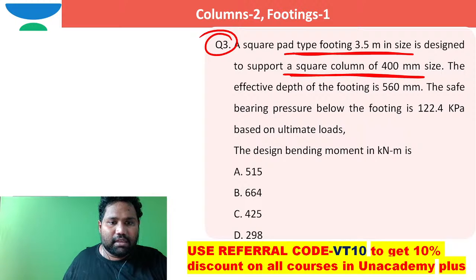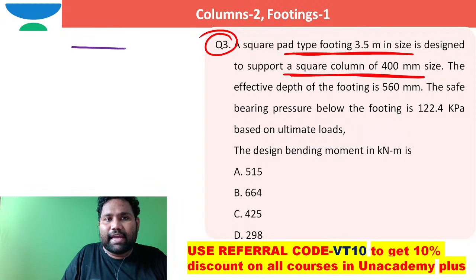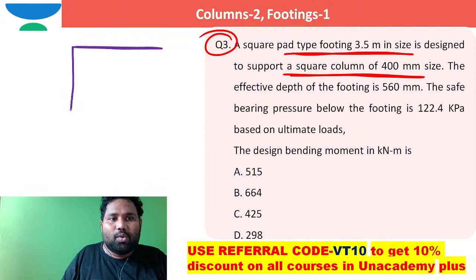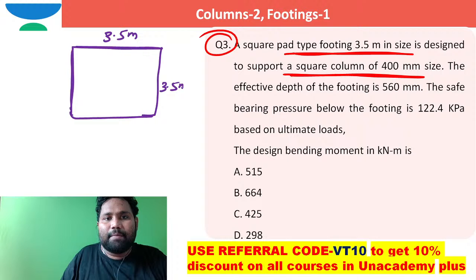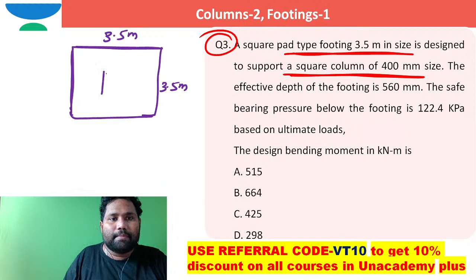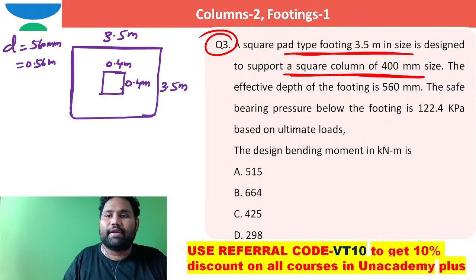The data is one and the same, but what they are expecting you to find out has changed. This 3.5 meter footing protects a column of 0.4 meter by 0.4 meter. The effective depth of footing is 560 millimeter, 0.56 meter. The safe bearing pressure below the footing is 122.4 kilonewton per meter square.